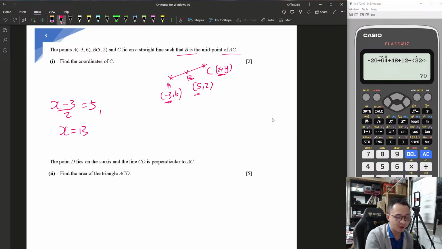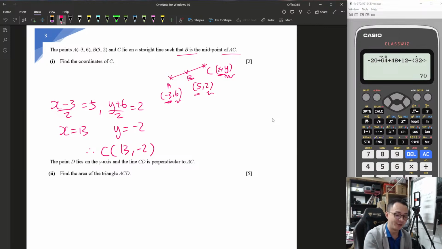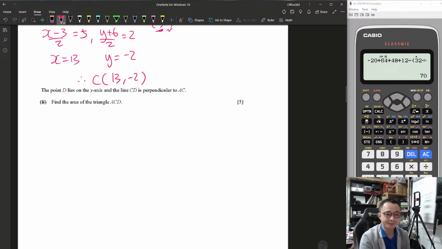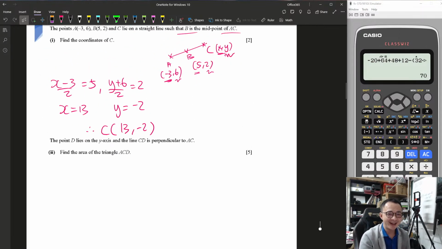Then we do the same logic for Y. Y plus 6 divided by 2, I get 2, isn't it? So (Y plus 6) over 2 equals 2. So Y should equal 4 minus 6, which is negative 2. I got the coordinates of C now, which is (13, negative 2). I believe all of you got this. No surprise.